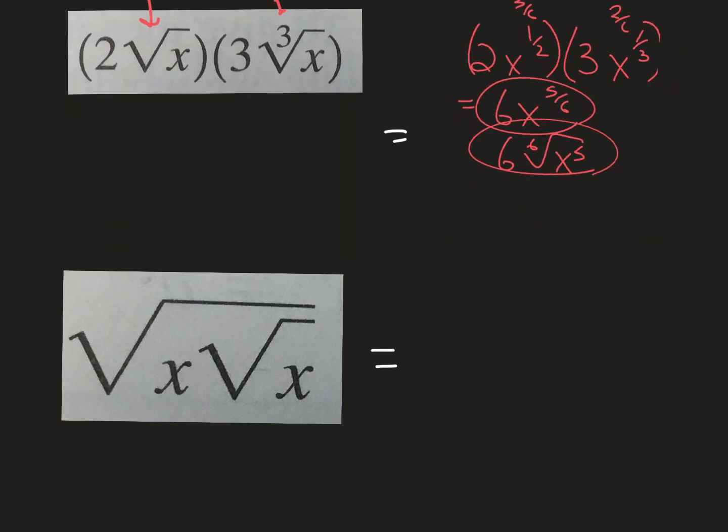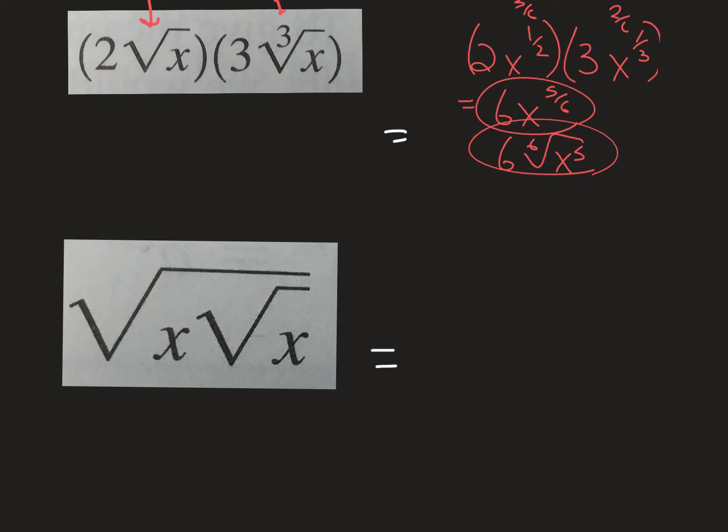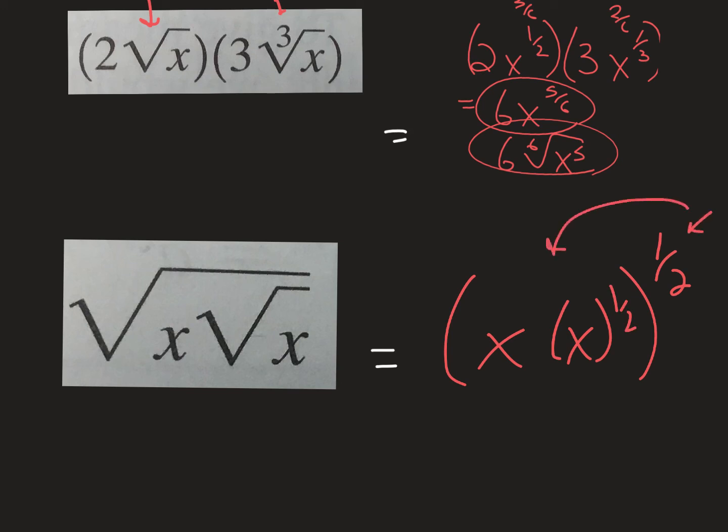Let's look at the second one down here. This one, if you think about it, is one great big square root. So I'm going to make one big parentheses and do 1/2 power because it's a square root. Now, one of the x's is just in the big square root. The other x has its own square root, which is another 1/2 power. So remember, the outside exponent goes for everything inside. So the first x is going to be x to the 1/2. The second x is going to be x to the 1/4.